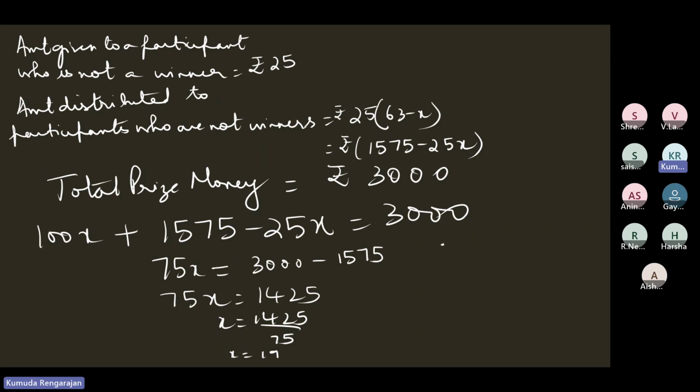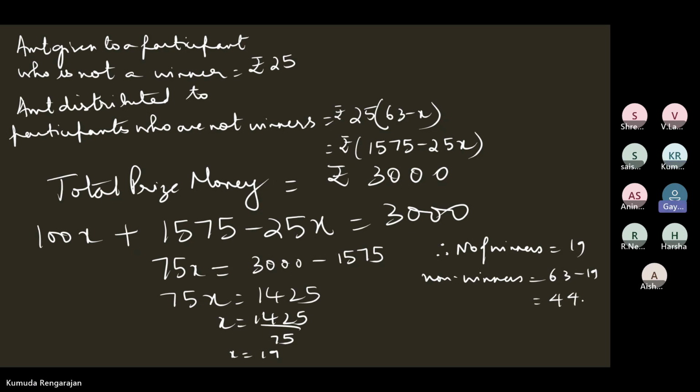So the number of winners is equal to 19. And the number of non-winners, that is participants but not winners, is equal to 63 minus 19, correct? Which is 44. Yes, ma'am. The number of participants who are not winners is equal to 44.